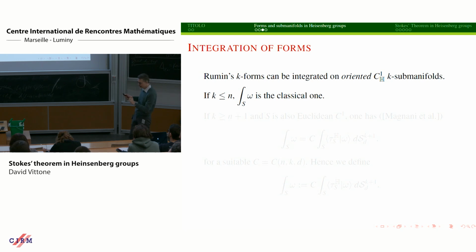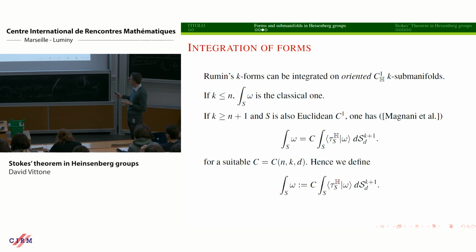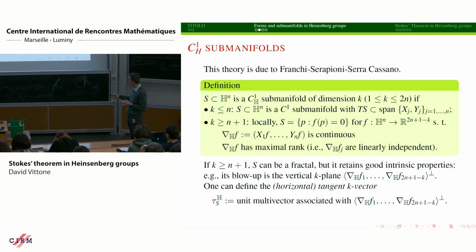Great. Now we have forms, Riemannian forms, and submanifolds. So the goal is we are interested in integrating k-forms on intrinsic C1 k-submanifolds, provided they are oriented. Oriented means that the tangent, in particular this one, can be chosen in a continuous way. Remember that here we have two possible definitions.